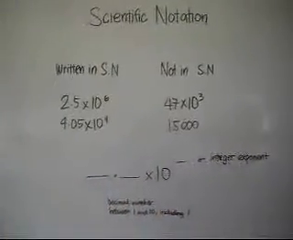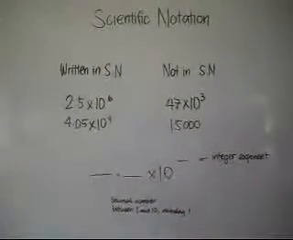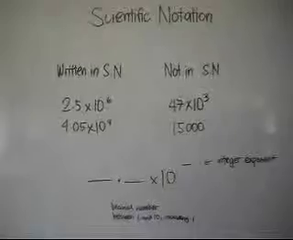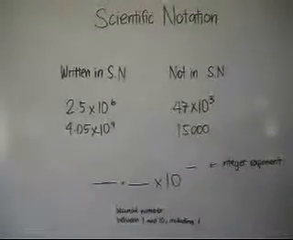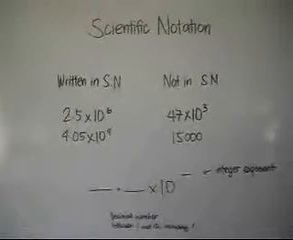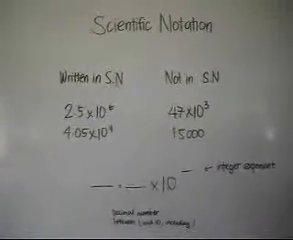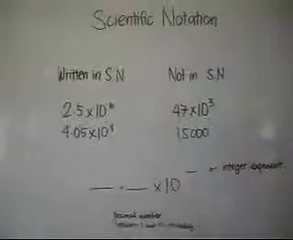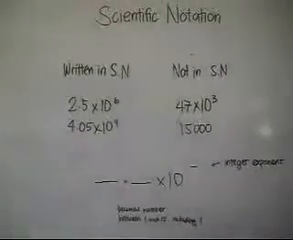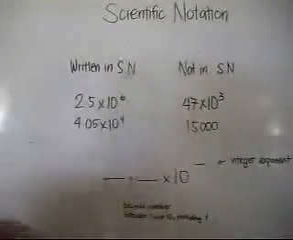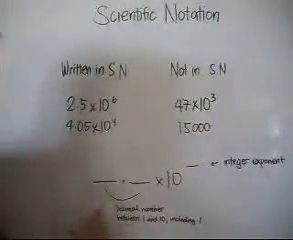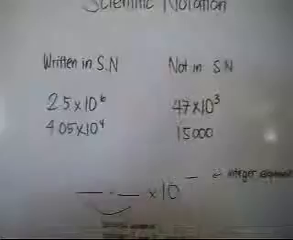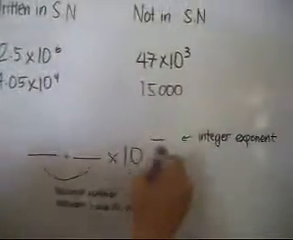Scientific notation. What is scientific notation? Scientific notation is a number expressed in the form of a times 10 to the power of n, where a is a decimal number not less than 1 and less than 10, and n is an integer. So basically, a is a decimal number between 1 and 10 that includes 1. And of course n is an integer.